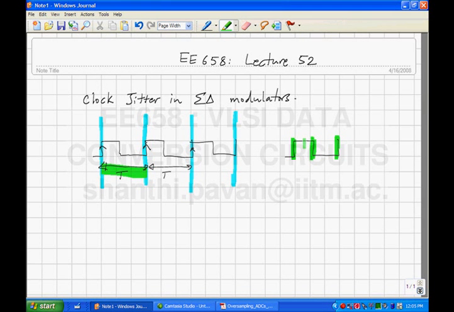Like all random quantities, you characterize it. We assume that the mean of all these deviations is 0. Sometimes the edge comes a little earlier, sometimes a little later. So the mean is 0, but there is some variance, delta t RMS. Since it's a statistical quantity, the usual assumption is that it's Gaussian, with some variance characterized by the root mean square value.